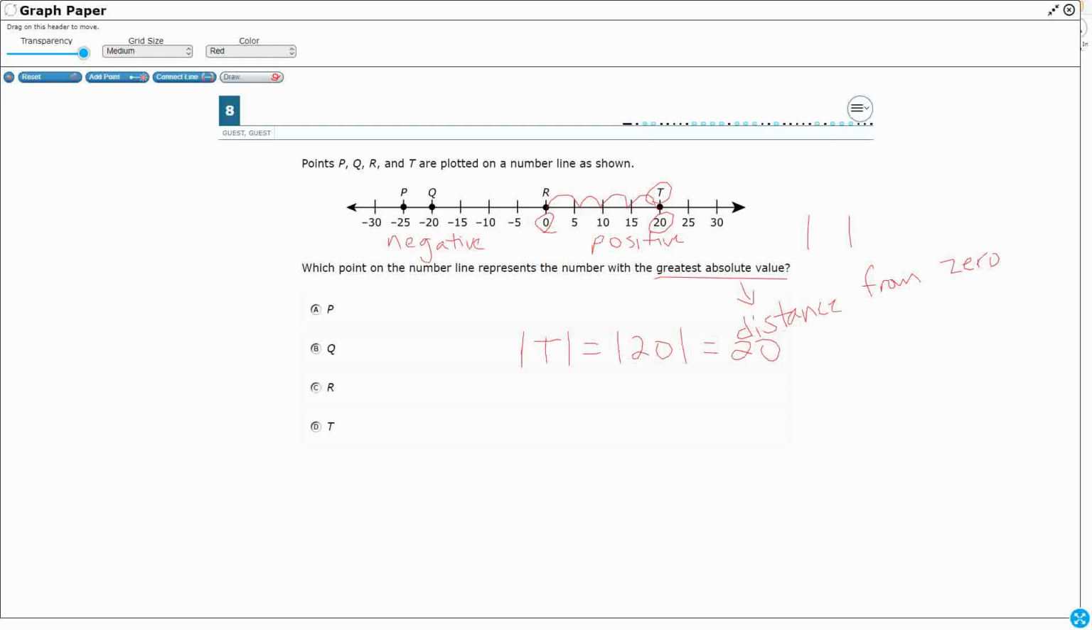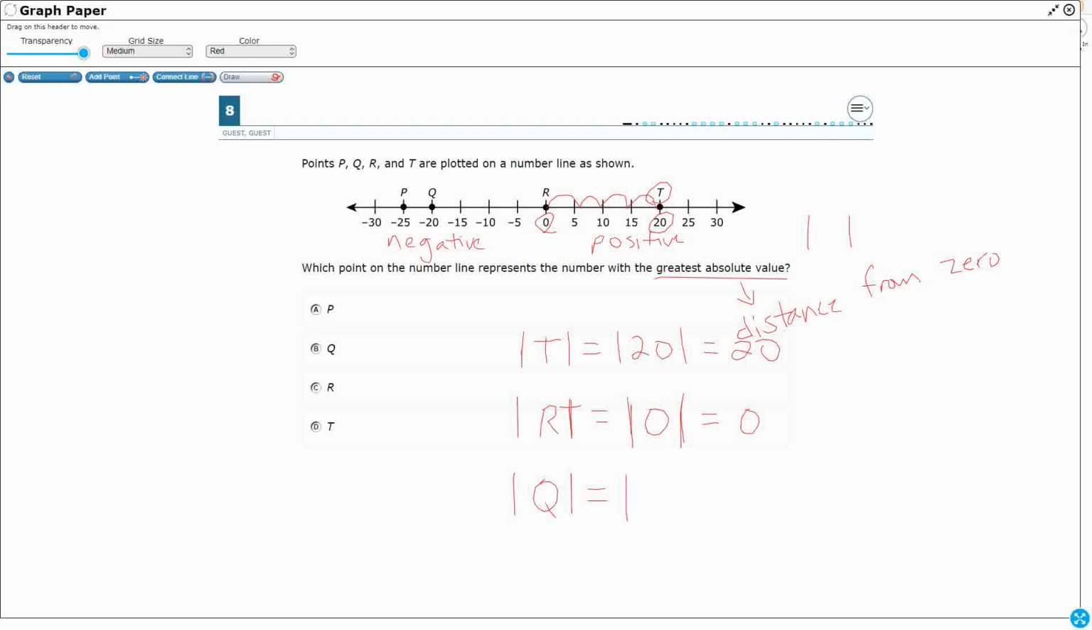So our absolute value of, let's do our next one, R, right? So that's going to be our absolute value of 0. How far is 0 away from 0? Well, 0 is at 0. Looks like a 1-0-1, but that's the absolute value of 0. All right, so far, obviously, T is going to be our largest. Now, this is where it gets interesting. Let's look at Q. Our absolute value of Q.